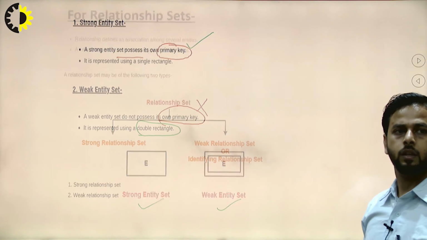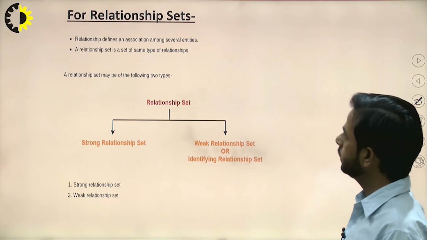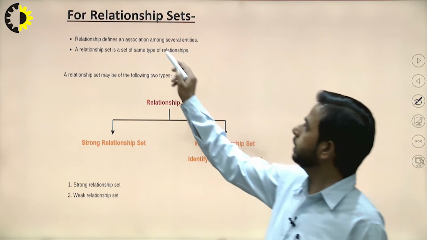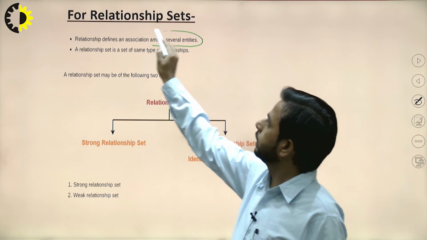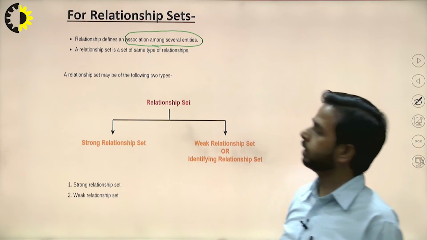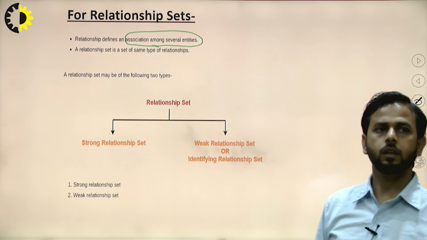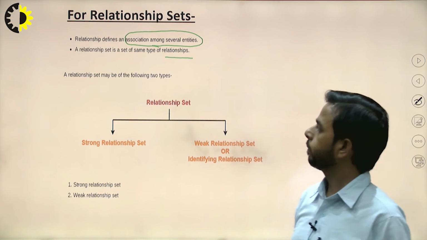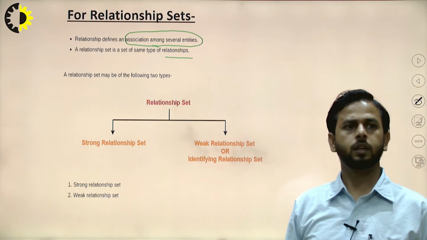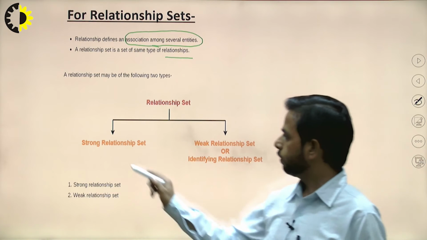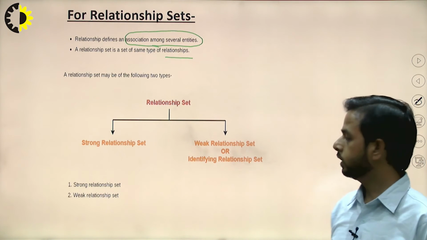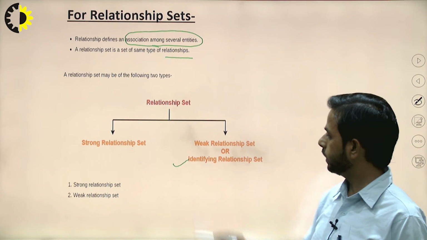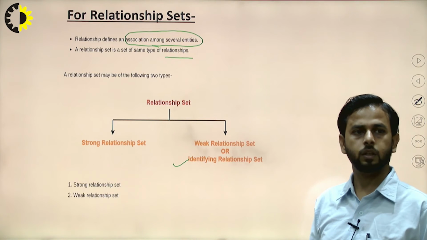Okay, next see relationship set. A relationship defines an association among several entities. A relationship set is a set of the same type of relationship. A relationship set may be of the following two types: first is strong relationship set, second is weak relationship set, or we can say identifying relationship set.